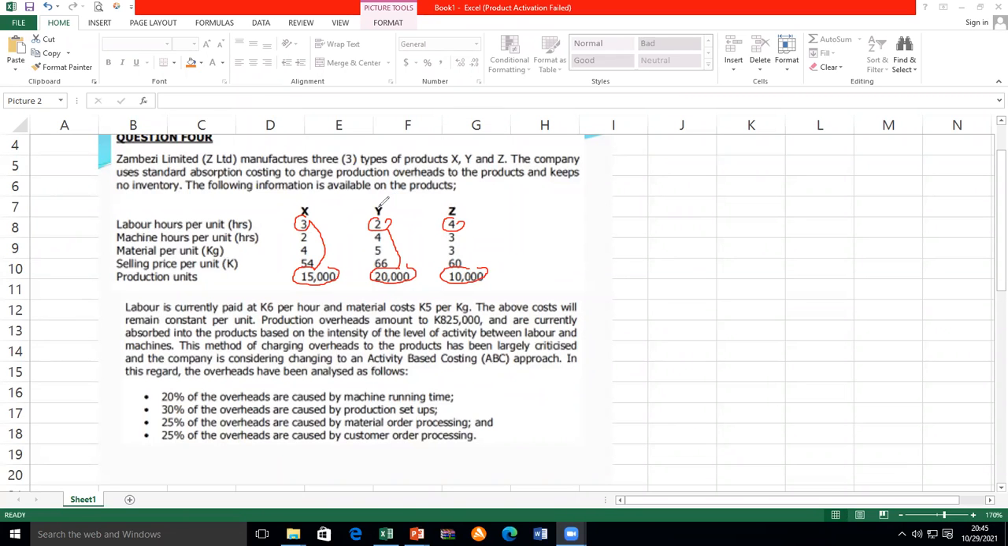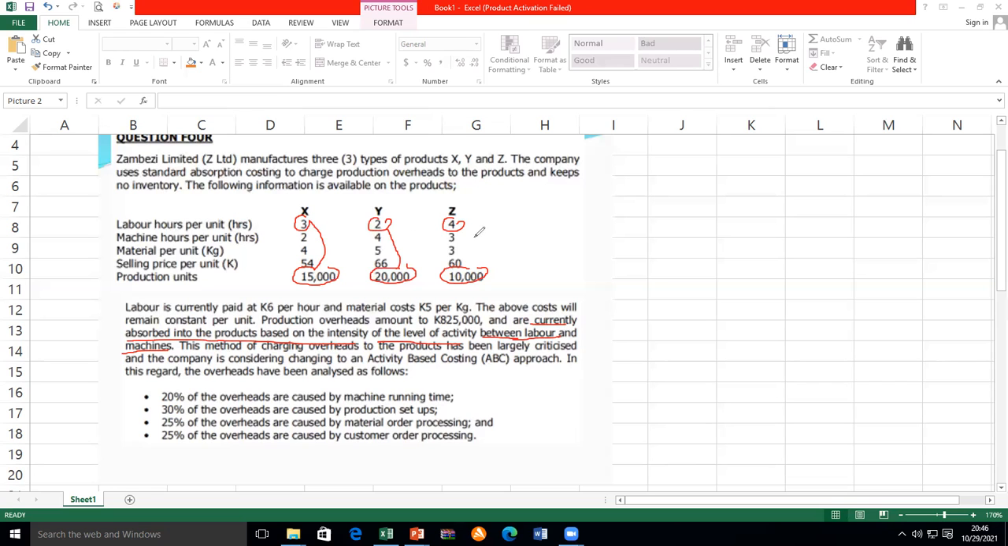Good. So what we are going to do is find out, according to the statement they have put here, that these products currently absorb overheads based on the intensity of the level of activity between the labor and the machines. So what I want you to do is find out which one is more. Is it machine activity? So you multiply.